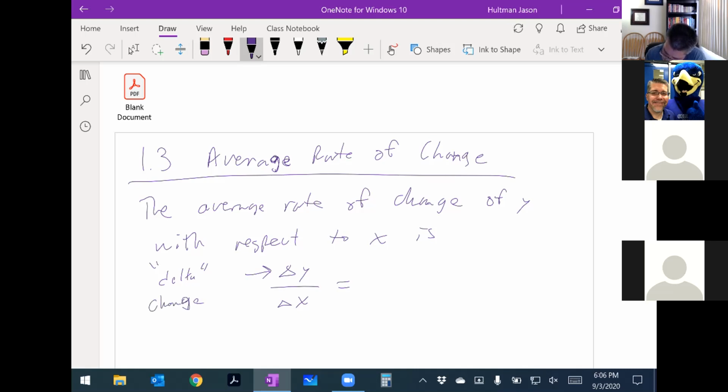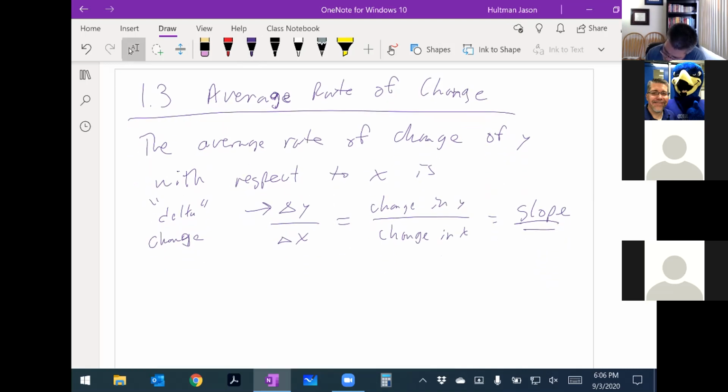It's the change in y over the change in x, which really, if you think about it, is slope. Isn't that what slope is? The change in y over the change in x, right? What was the slope formula? y2 minus y1 over x2 minus x1.